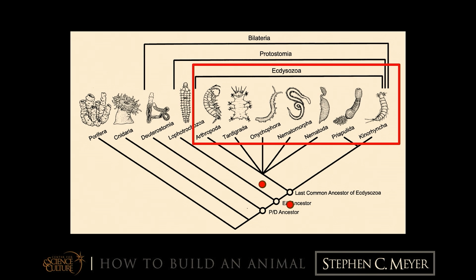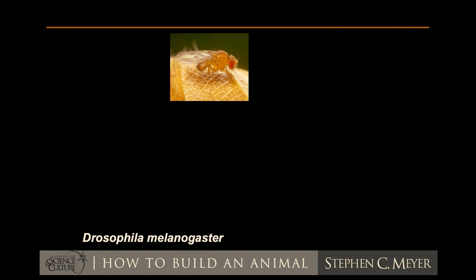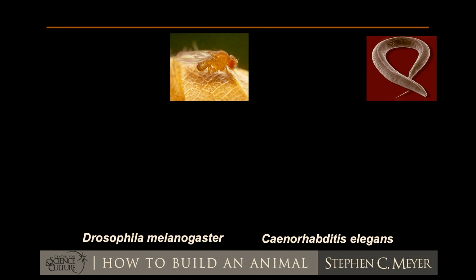I knew this might happen. Those red dots are supposed to be on the last common ancestor of ecdysozoa, and then the next node where they all come off. But they got shifted, it doesn't really matter. Let me show you what they look like. Here is our fruit fly, here is our nematode. And these are very, very well-studied model systems, probably better known than any other animals right now in biology.